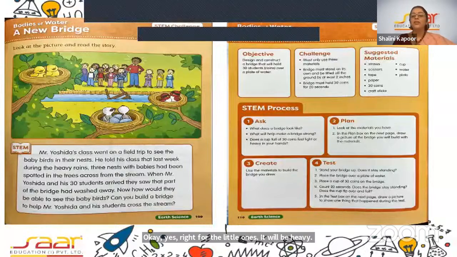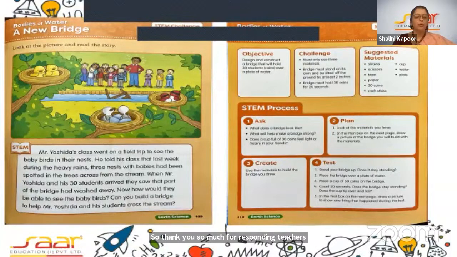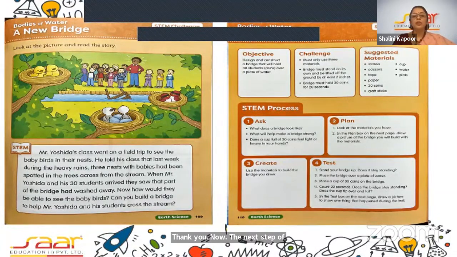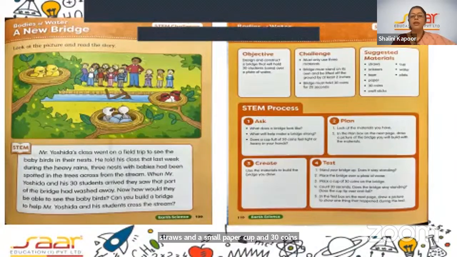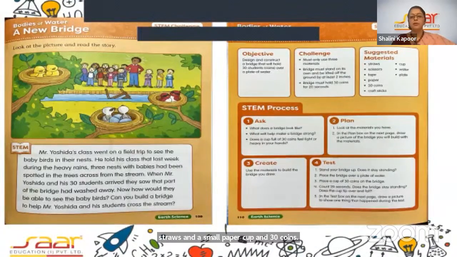Now, the next step of the STEM process is that you have to look at all the material that you have. So here today, what do we have? We have scissors, we have tape. We could have a choice between some ice cream sticks or straws and a small paper cup and 30 coins, right? So that's the material that you have. In the plan box on the next page, draw a picture of the bridge you will build with the materials. This is what you are going to ask your children to do.